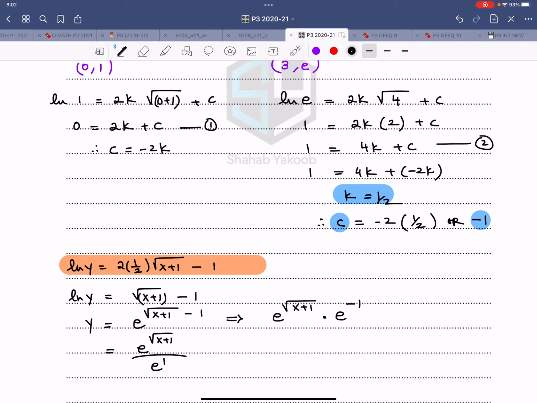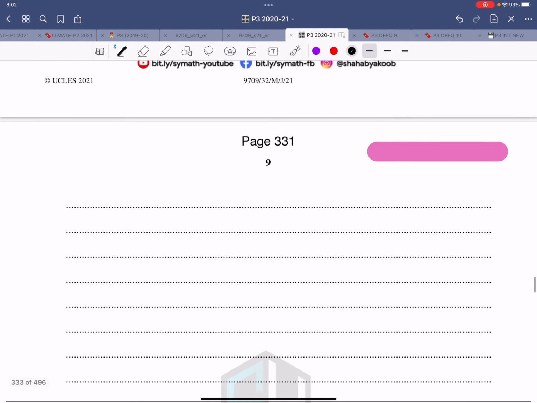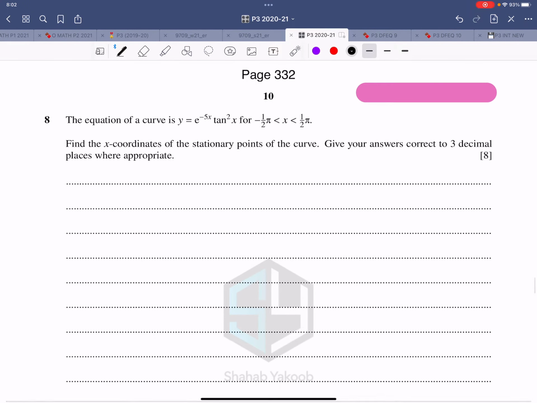So now this differential equation was pretty easy. A lot of extra space is given. Let's move to question number 8. So this is a full-fledged 8-mark question of differentiation, and it's about stationary points. Give answers correct to 3 dp where appropriate. So now this is product rule.